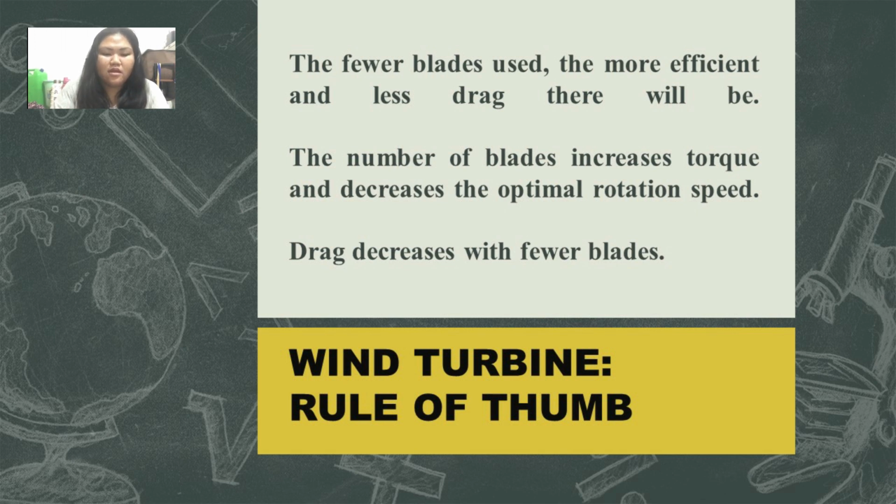Additionally, ongoing technological advances may introduce variable blade number designs, adapting to changing wind conditions for optimized energy capture. The fewer blades used, the more efficient and less drag there will be. The number of blades increases torque and decreases the optimal rotation speed. Drag decreases with fewer blades.